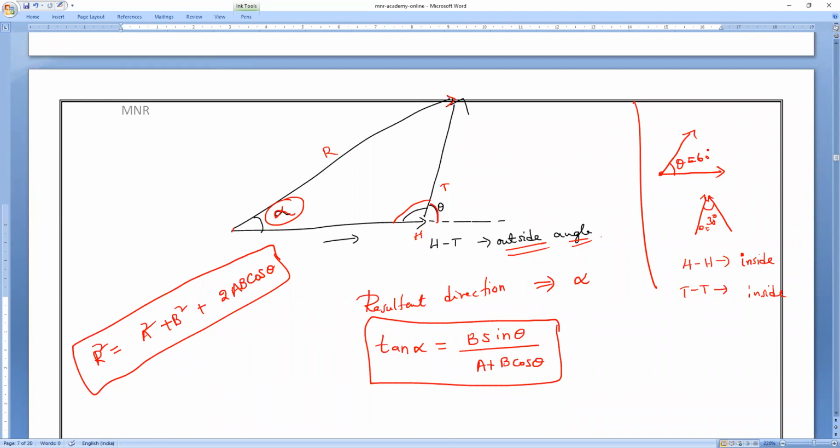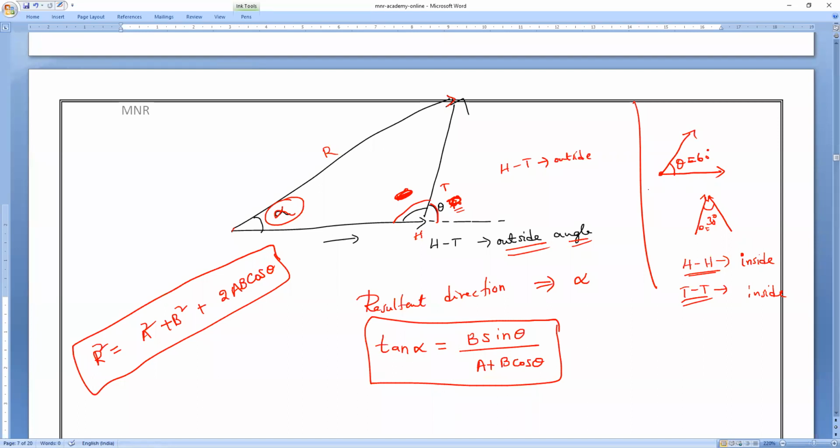Clear? Understood. So for example, suppose this angle is 110. Then what is this angle? It becomes 70. Okay, that is how we have to find the angle, just for calculation. Always remember, for head to tail you have to take the outside angle, and for head to head or tail to tail we have to take the inside angle. Remember that.